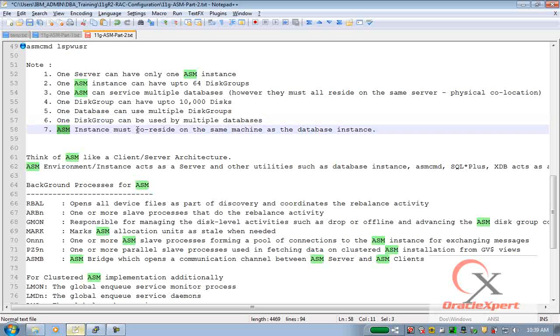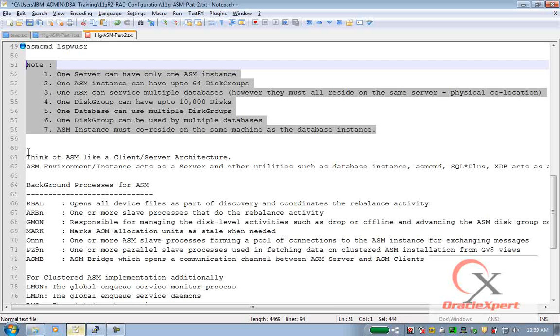ASM instance must co-reside on the same machine as the database instance. So you must remember all these points. Physical co-location is one of the important criteria.